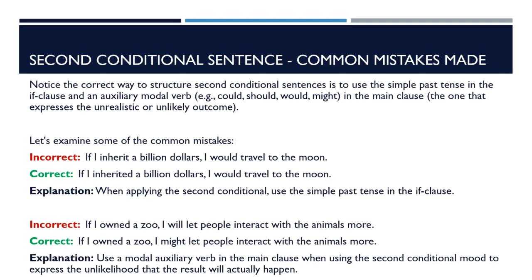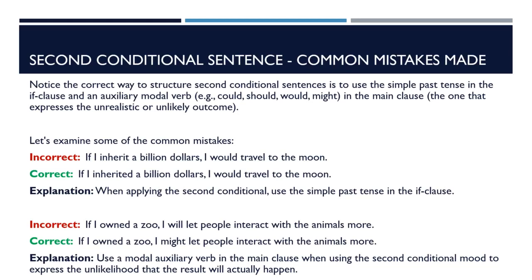Second conditional sentence: common mistakes made. Notice the correct way to structure second conditional sentences is to use a simple past tense in the if clause and an auxiliary modal verb, for example, could, should, would, might, in the main clause, the one that expresses the unrealistic or unlikely outcome. Let us examine some of the common mistakes. Incorrect: if I inherit $1 billion, I would travel to the moon. Correct: if I inherited $1 billion, I would travel to the moon.